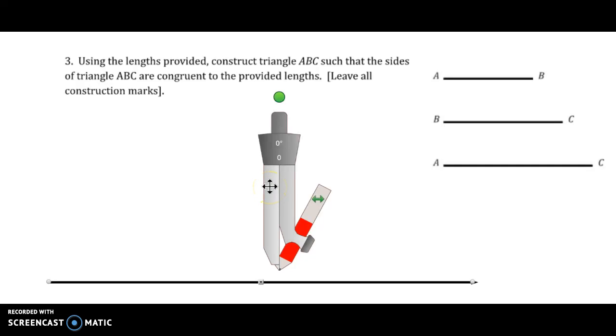This is Unit 1, Lesson 1. This is the continuation of the lesson. The problems that I'm going to go over here we did not cover in class.